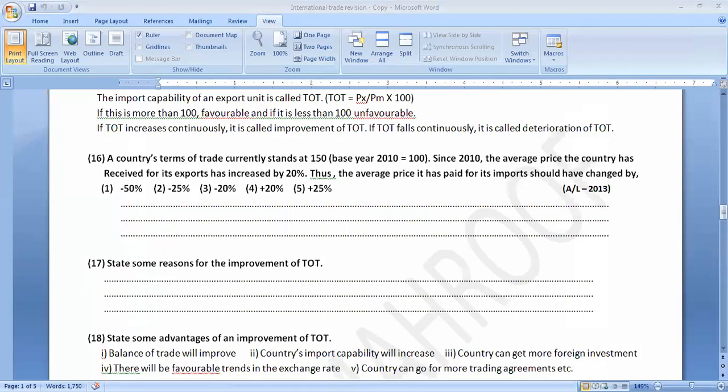So let's see question number 17 in this tute. Remember one thing: if the terms of trade increases continuously, that is called improvement of TOT. If the terms of trade decreases continuously, that is called deterioration, otherwise the declining of TOT. Now, in question number 17 we will see some reasons for the improvement of TOT. First of all, I will give the reasons. After that, one by one, we'll discuss. Okay, so please write down the reasons in that space.